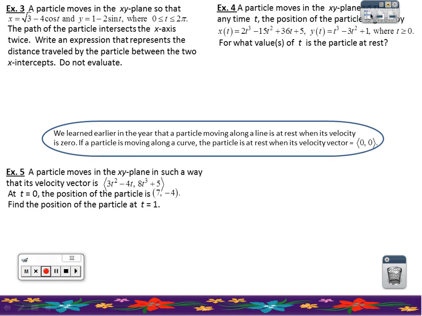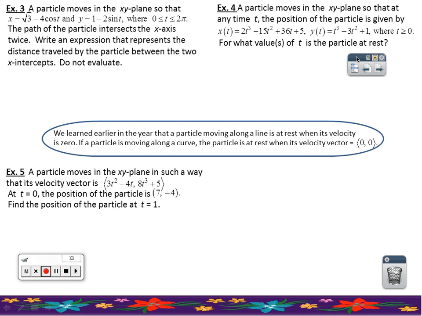Okay, ready? Let's take a look at number 3. We have a particle moving in the xy plane, and again we're given the positions. We're also given a restriction on the t-values: the t-values go from 0 to 2 pi. And the path of the particle intersects the x-axis twice. Write an expression that represents the distance traveled by the particle between the two x-intercepts.